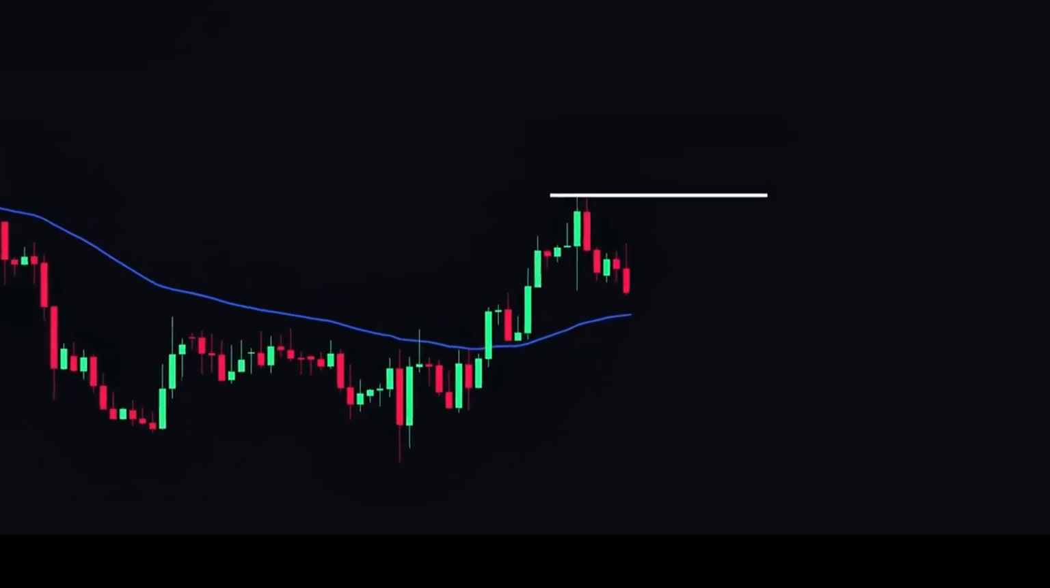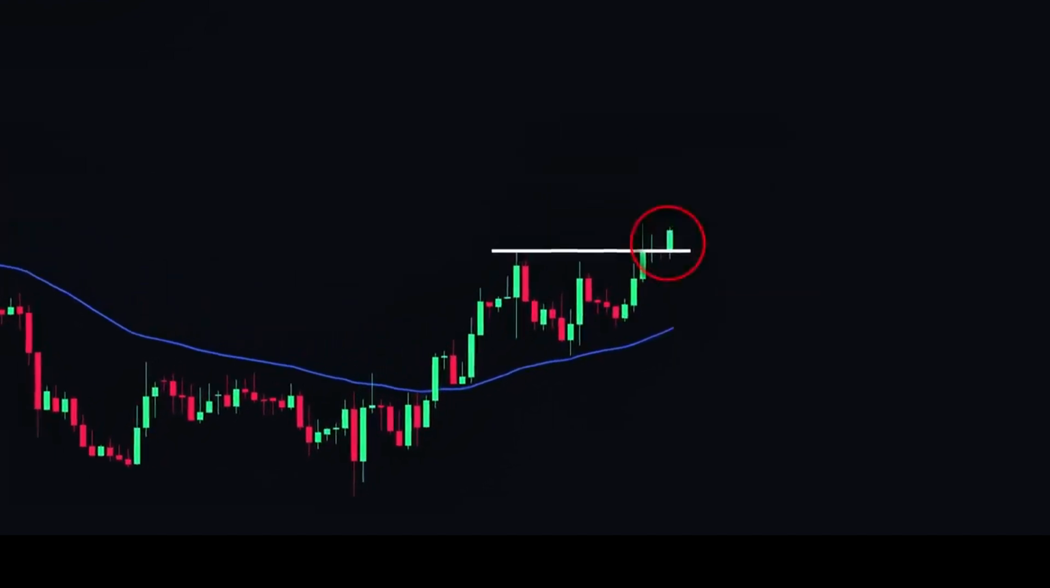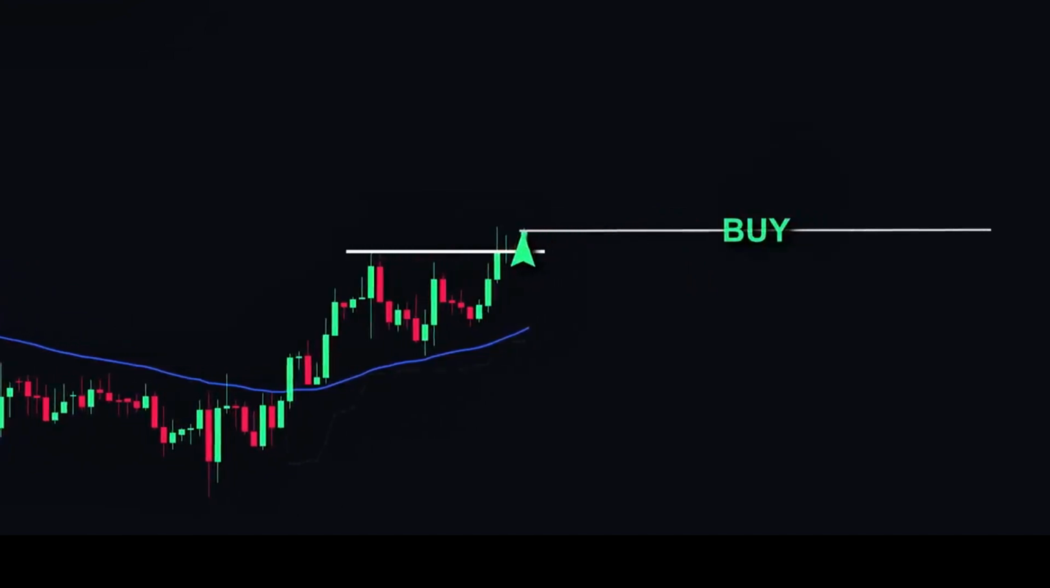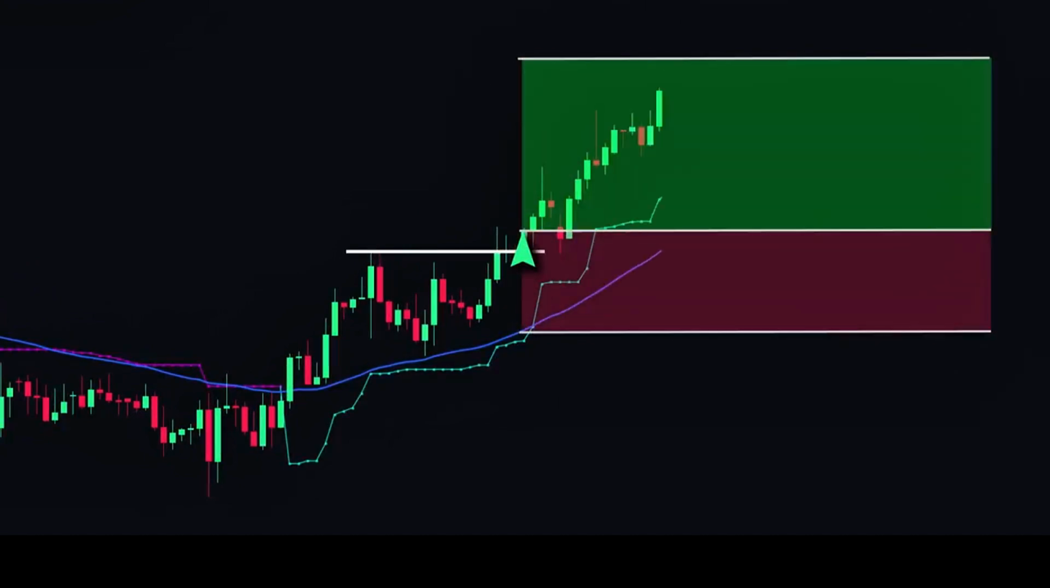It was then time to wait until we broke that line again. When we did, I bought right at the breakout candle's close. Then I applied the chandelier stop, set my stop loss and take profits. As you can see, the price hits our take profit target.